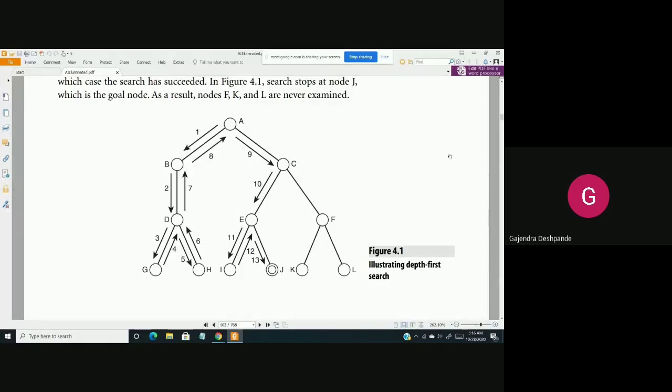So from A, you will go to B. From B, you will go to D. From D, you will go to G. Now G is the leaf node, so you have to backtrack. So you will backtrack to node D and you will visit the right branch of node D. So in this case, you will visit node H. So now all the nodes from the leftmost part of the tree have been visited.